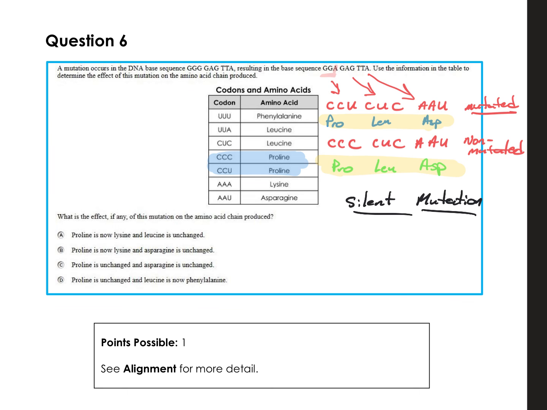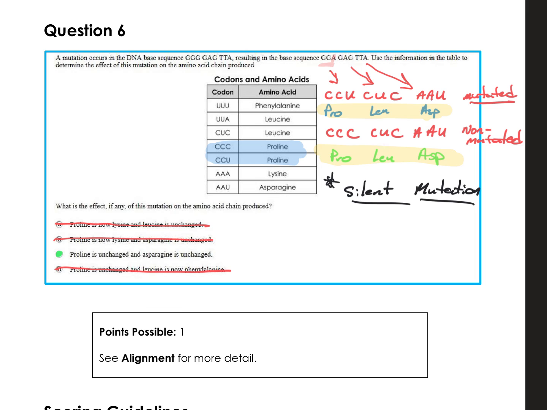So what's the effect of this mutation on the amino acid produced? Proline is now lysine. That's not true. We just said that proline did not change. CCU is the same as CCC. Proline is now lysine, and asparagine is unchanged. Not true. Proline is unchanged, and asparagine is unchanged. There's our right answer. Proline is unchanged, and leucine is now phenylalanine. Well, that is again incorrect. So just by translating it and reading it, you didn't have to know it was a silent mutation. I'm telling you that, but you didn't have to know at that point. It did not change the amino acid sequence, so you keep the amino acid sequence the same, even though you did mutate the DNA. All right.